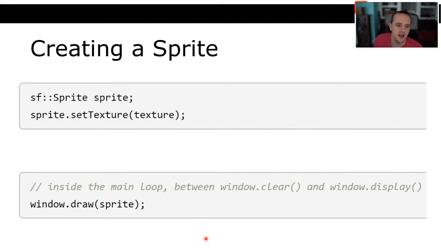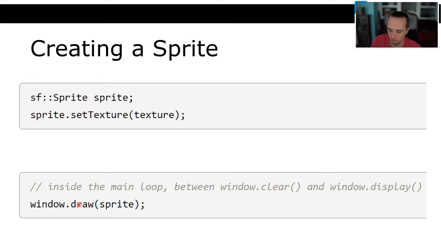How do we create a sprite in SFML? Well, it couldn't be easier. You create a sprite object, and then you set the texture of the sprite based on a texture object. That's it. And then inside the main loop of our program, we just draw the sprite. Look at how easy this is. This is why we're using SFML. It's just so good. It's so easy. This would be about 50, 60 lines of code at the least in pure OpenGL.